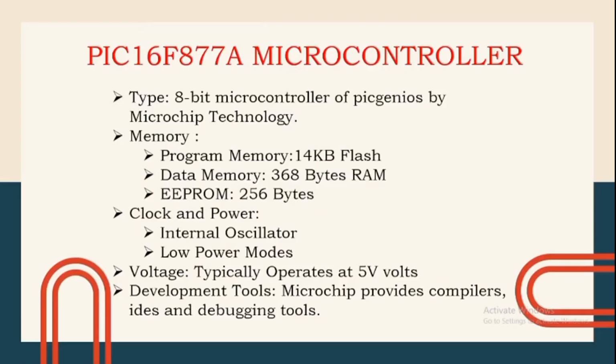And in this slide, the PIC16F877A microcontroller. The brain of our washing machine system is the PIC16F877A, which is an 8-bit microcontroller from Microchip Technology. It contains 14 KB flash memory for storing the program, 368 bytes of RAM, 256 bytes of EEPROM. And it runs at 20 MHz, operates typically at 5 volts, and supports low power modes.